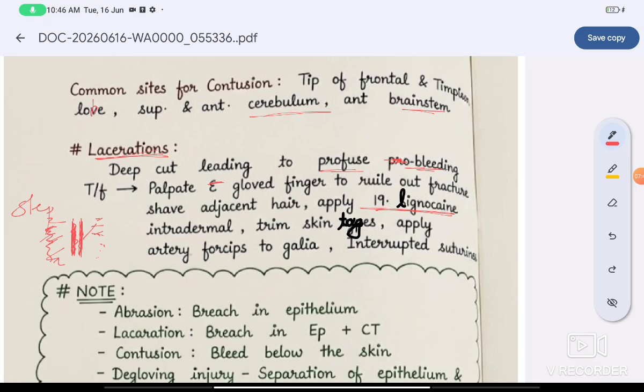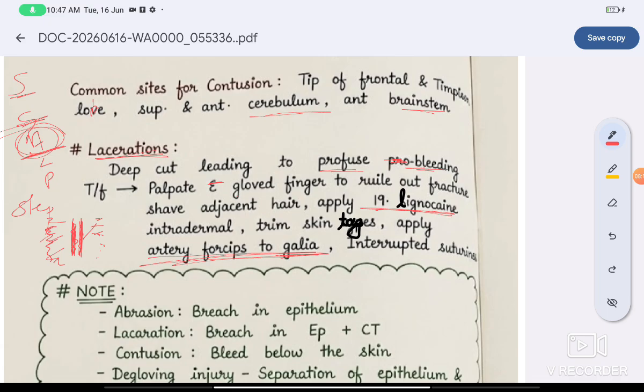Then we have to apply artery forceps to the galea. Now what is galea? Scalp has 5 layers, right? S, C, A, L and P. So S is for skin, C is for cutaneous tissue, A is for aponeurosis. This aponeurosis layer is also known as galea aponeurotica.